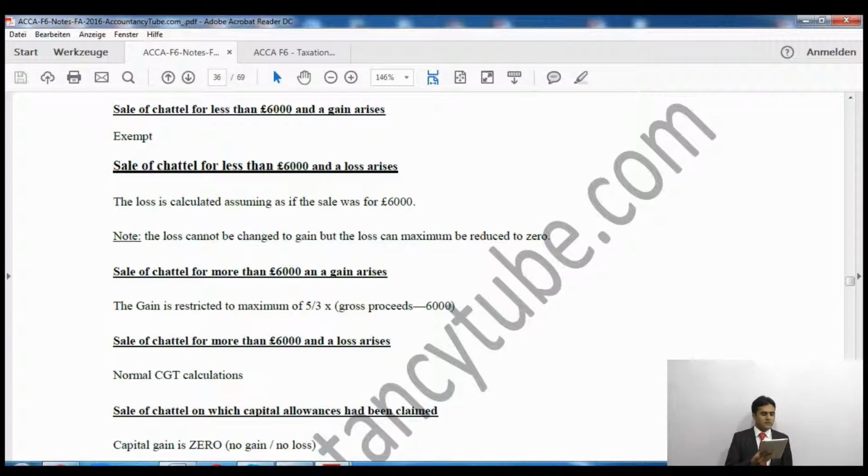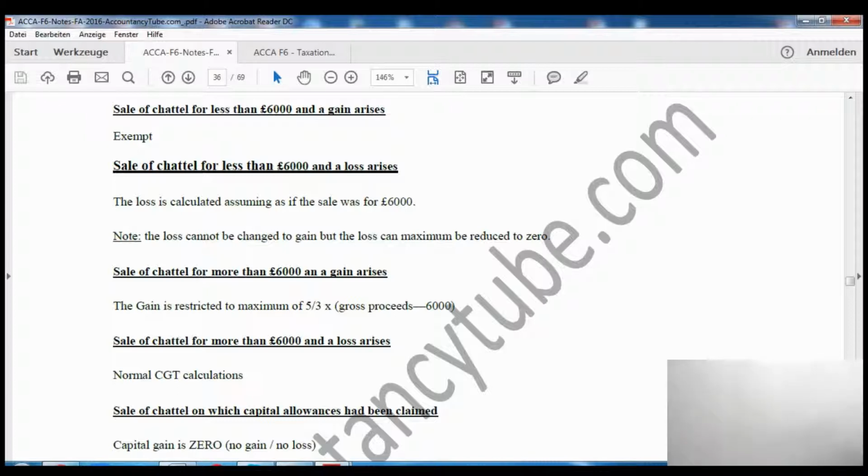Right, so sale of chattels for less than £6,000 and a gain arises, it is going to be exempt, which means that sales proceeds will be less than £6,000 and cost will be less than £6,000. Right, so if sales is less than £6,000 and cost is also less than £6,000 and we have made a gain, it is going to be exempt.